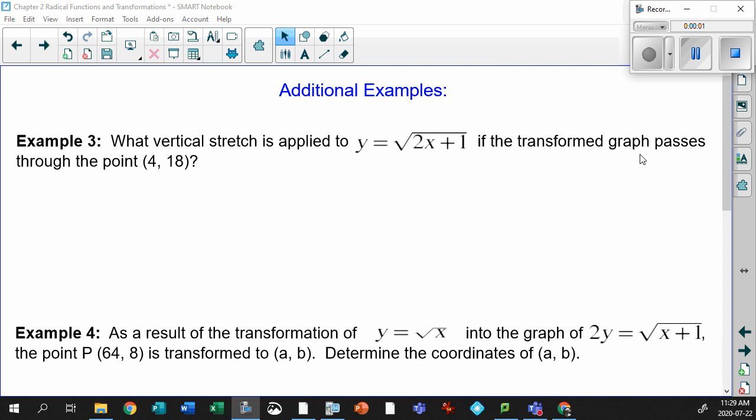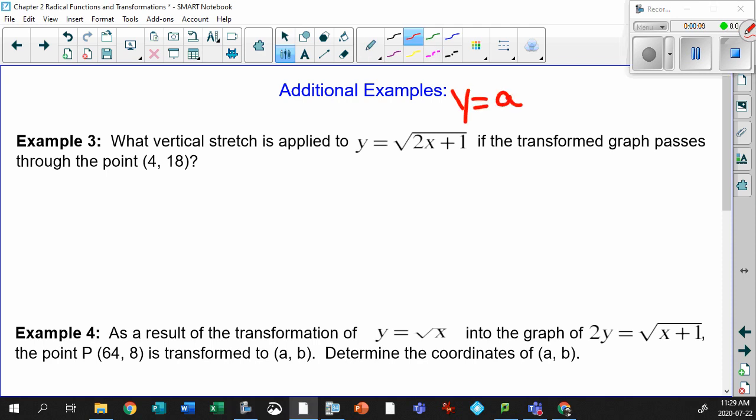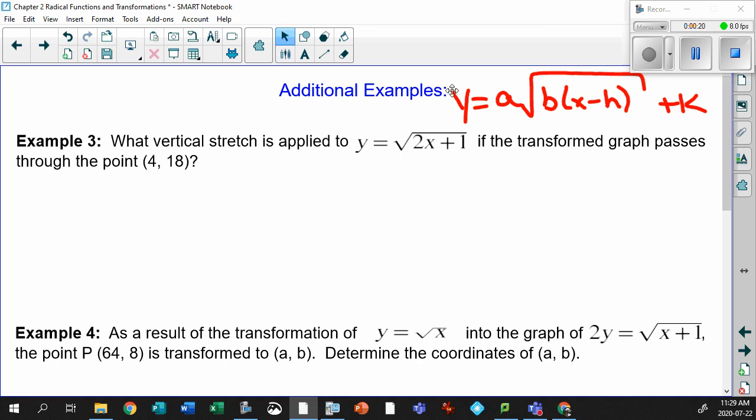The whole point of the next three examples is to really solidify the idea of this transformation formula of y equals a square root of b(x minus h) plus k. I really want to burn that into your brain to make sure that it works. So let's look at the first example.